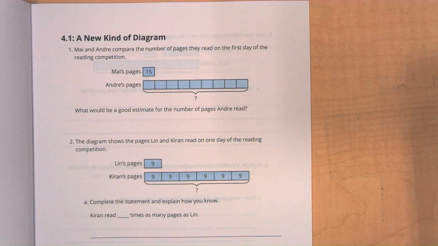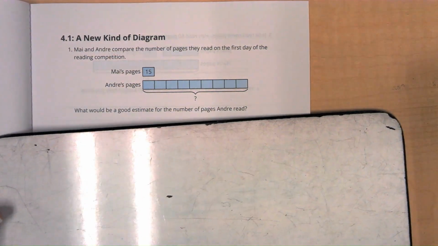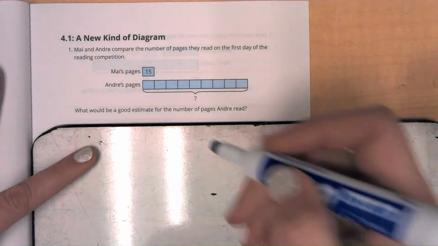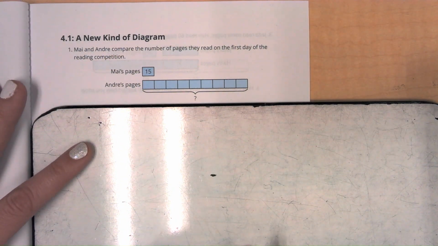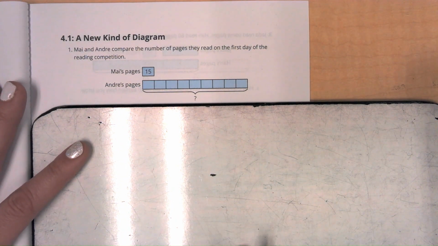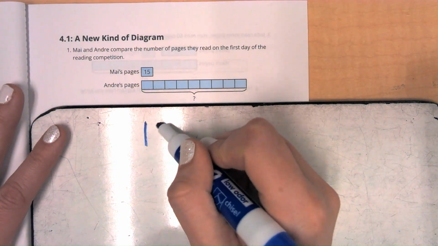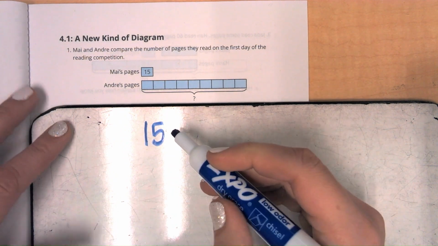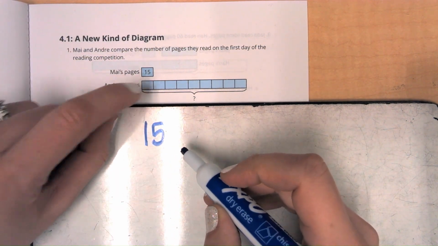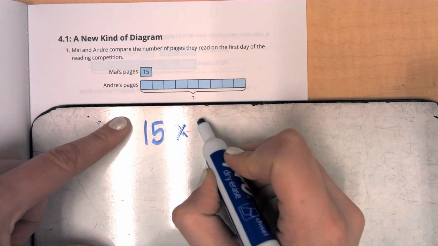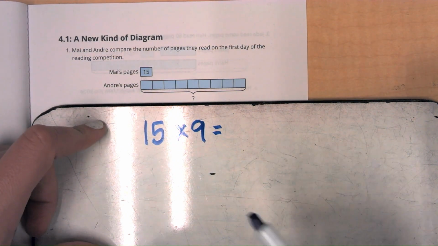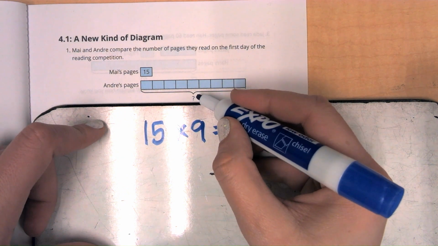So we would take, what would be a good estimate? I would say 150-ish, if that's the question we're going to ask. But what we're going to do for the purposes of this video is we are going to solve this question. We know Mai has 15, and we can see in the diagram that Andre's pages are grouped into 9s. So we're going to take 15 times 9, and we're going to find out what this question mark is right here.